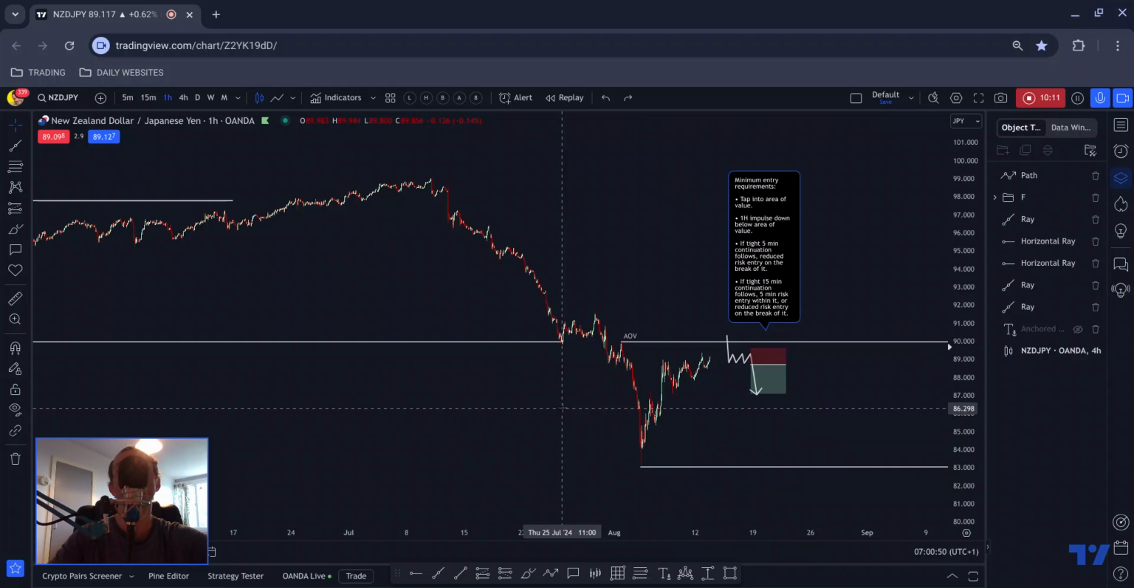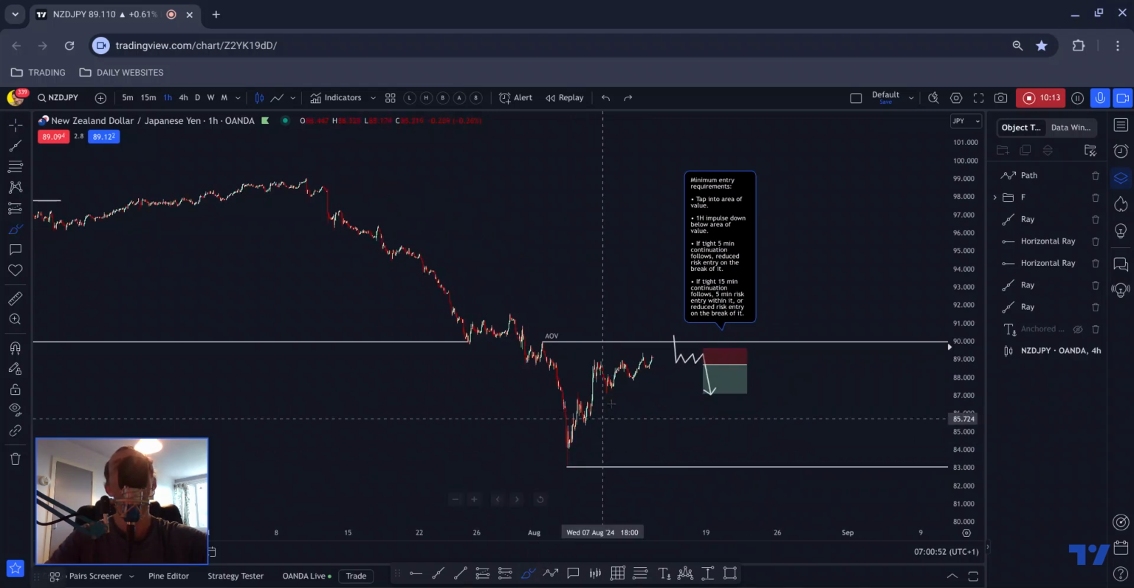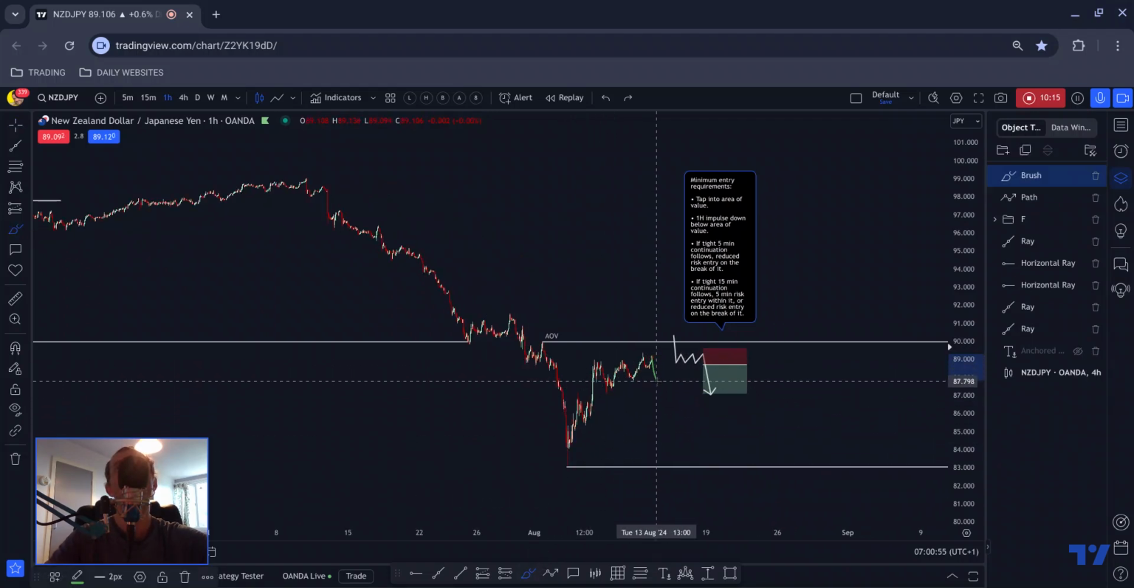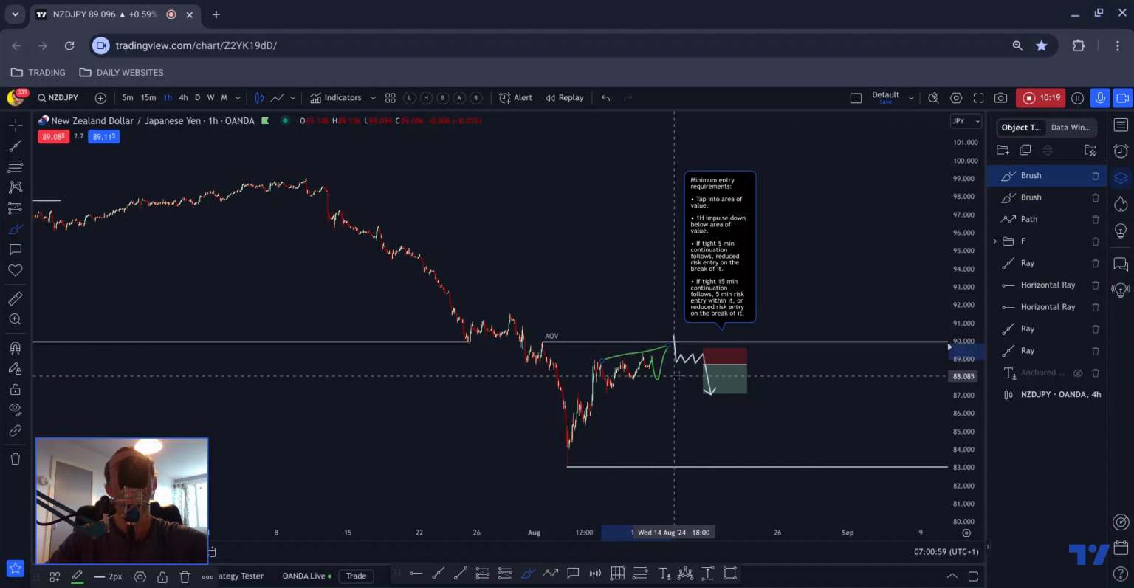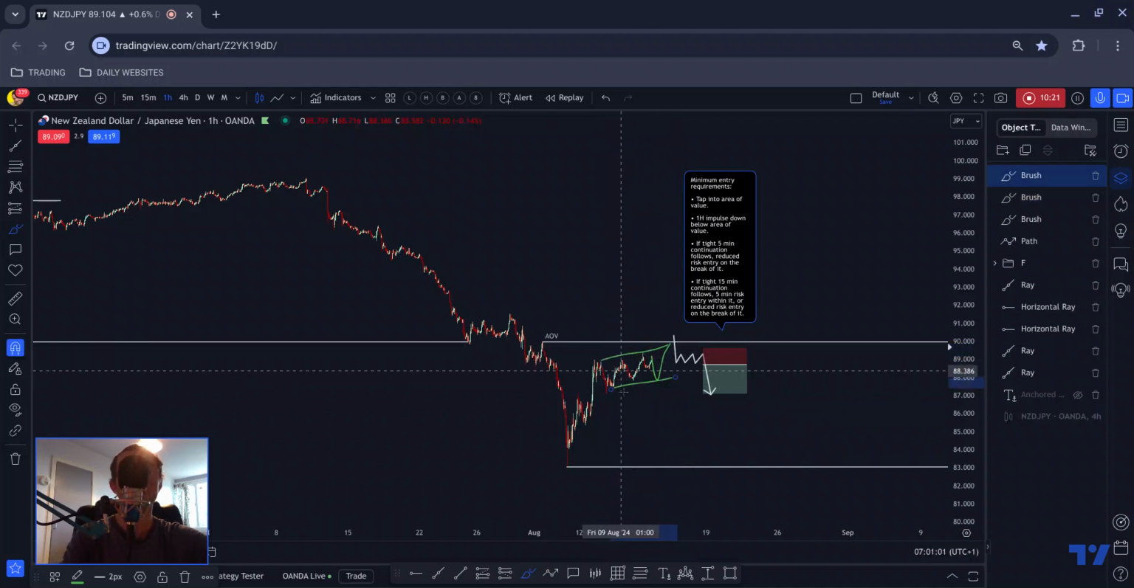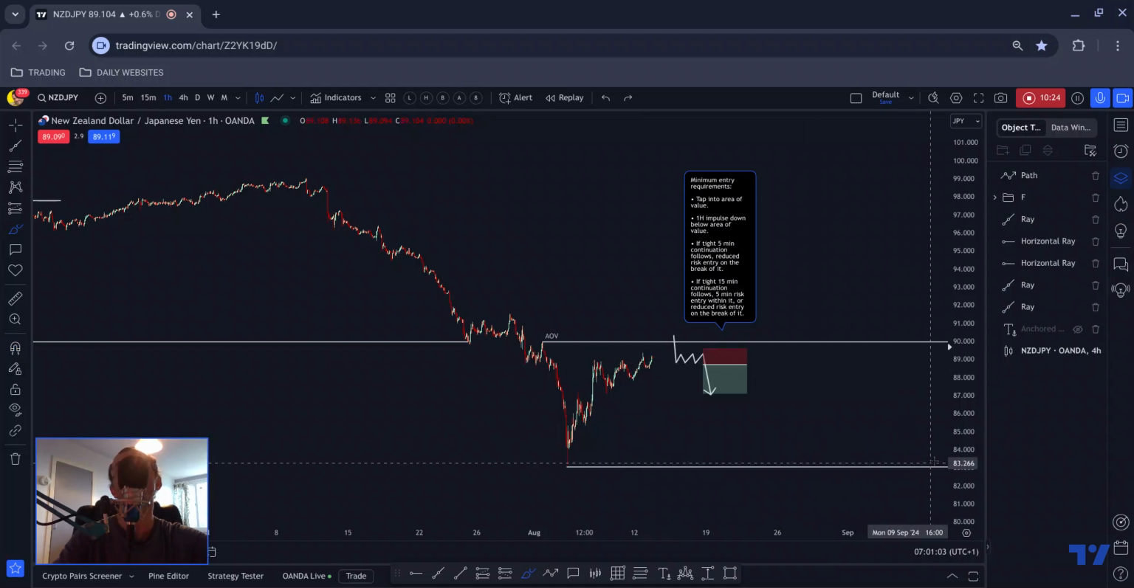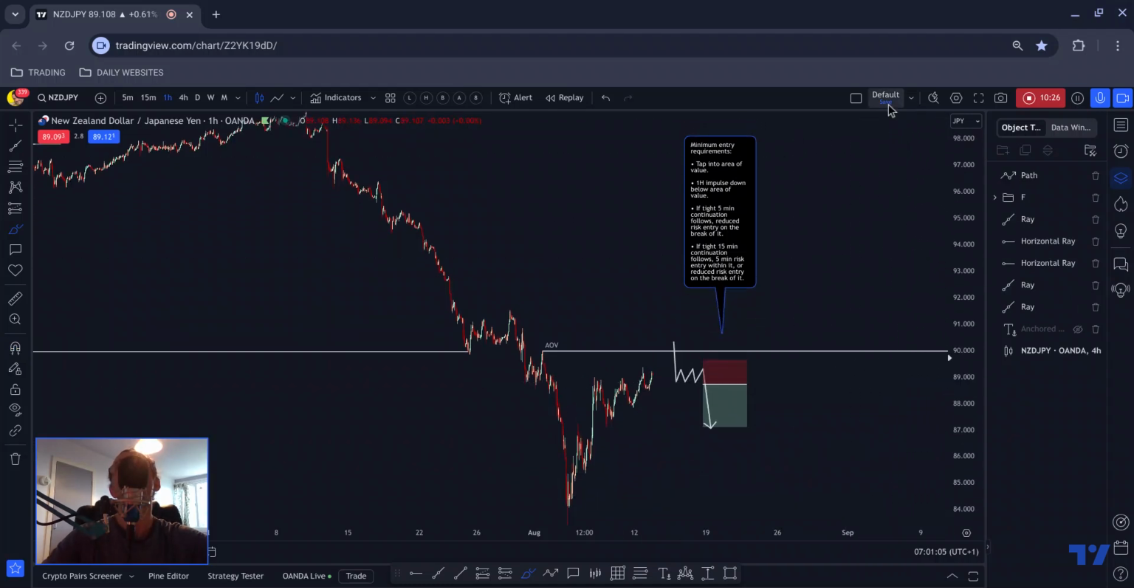We'll see if that happens or not. Price might do something like this. We may push down, get a bit more depth there in that structure. We may get something like that. Who knows? We don't know what the market's going to do. All I need to know is what I'm going to do, and that's all I care about. So that is Kiwi yen.